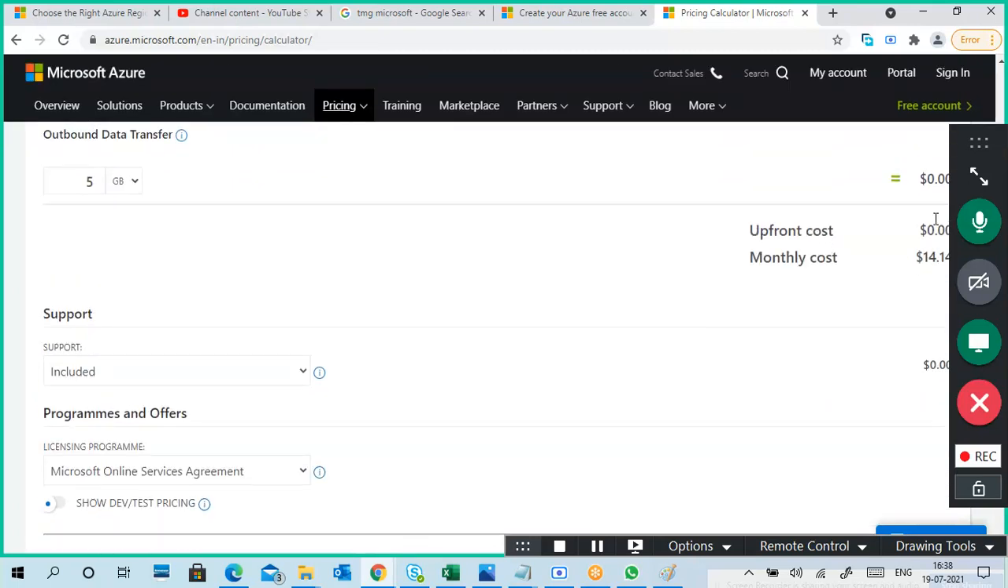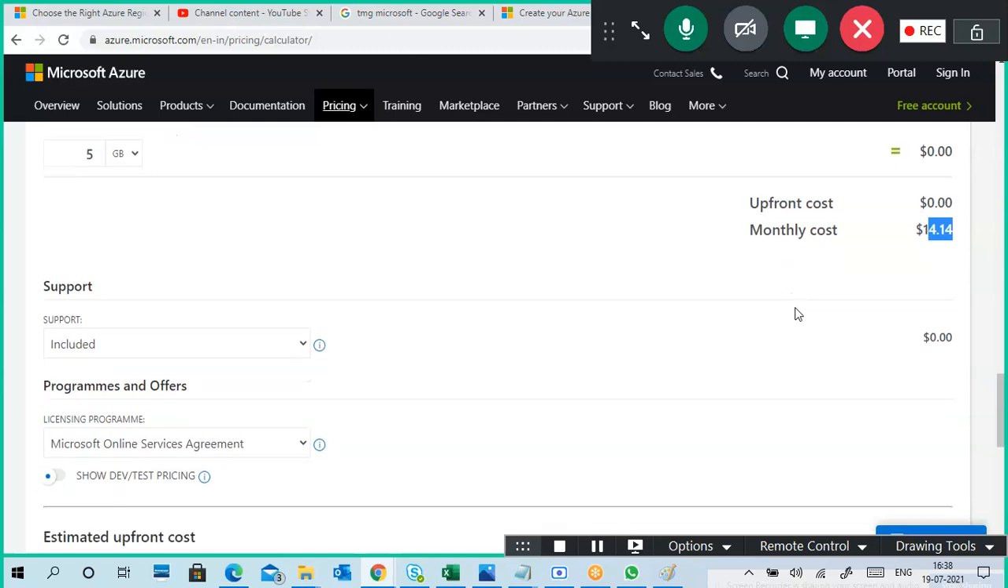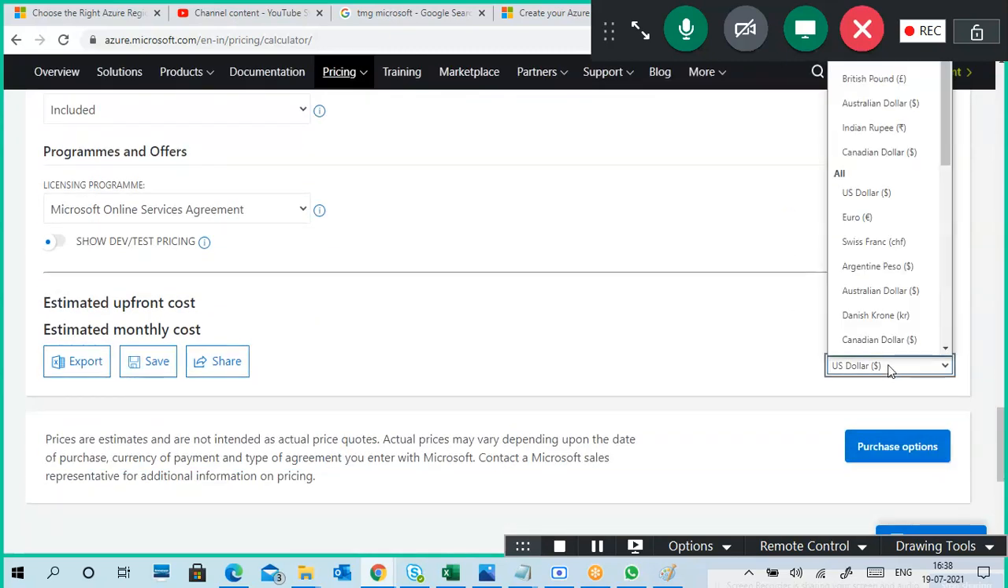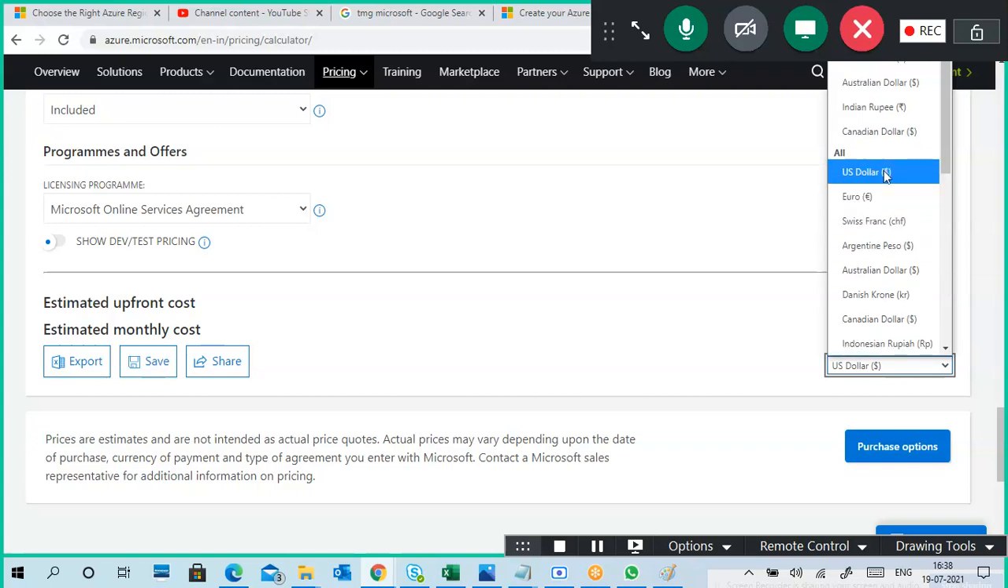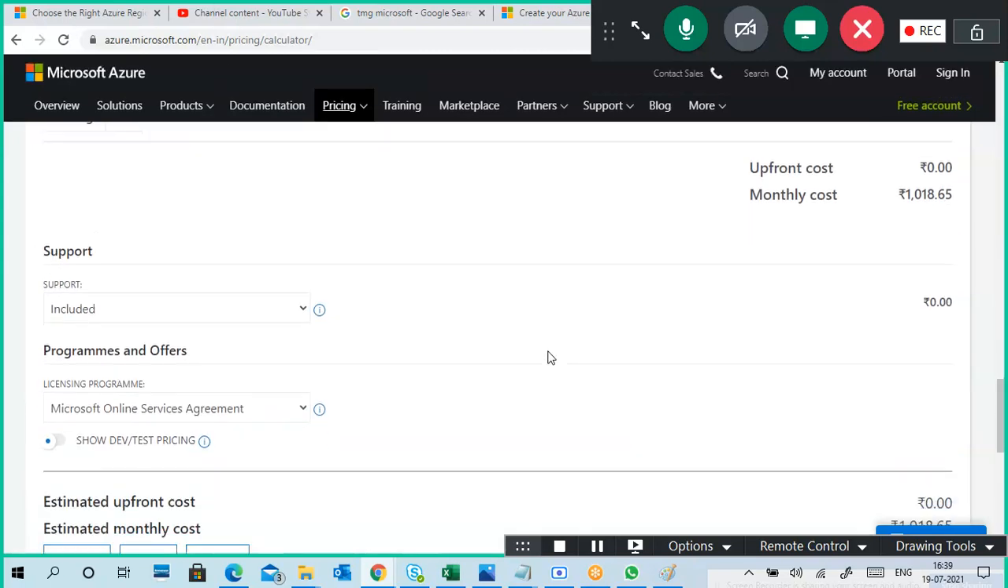Monthly cost. This is the upfront cost. One second. So monthly cost, I am getting $14.14. If you want the price in Indian rupees, this is my per month cost. Upfront cost means how much you have to pay upfront. Okay, upfront cost.